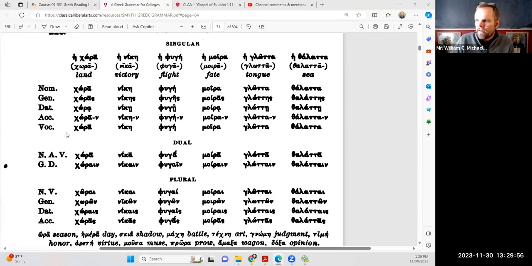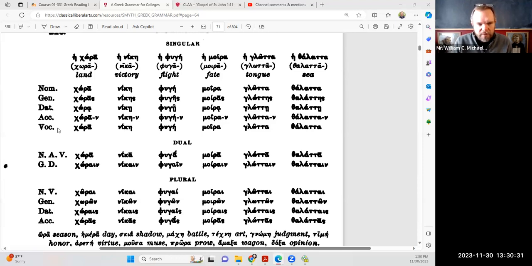And then lastly, if you look at the vocative, what do you notice about the vocative case? What do you notice about that last case, the vocative case? Take a look at it. What do you notice? There are not alphas in every one. Look carefully. Go across the whole row. Alpha is not right. What do you notice?